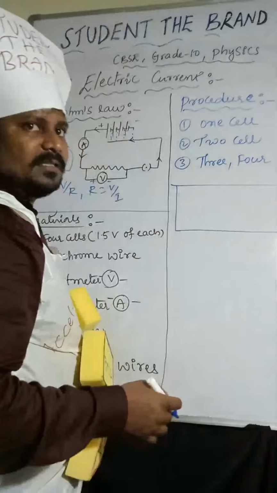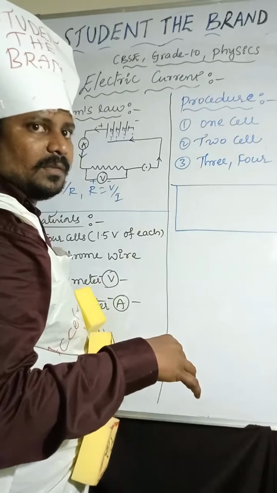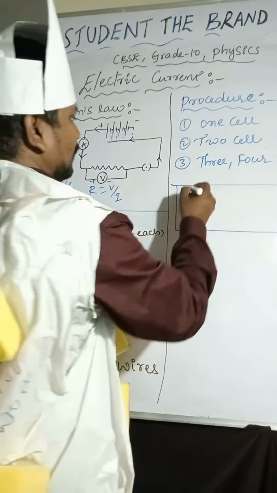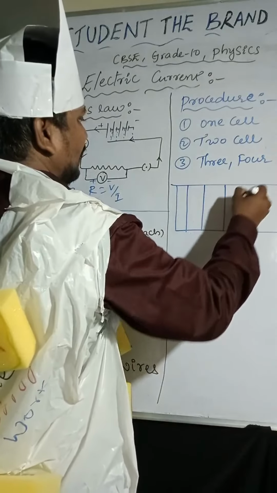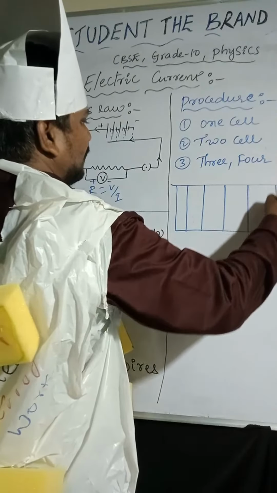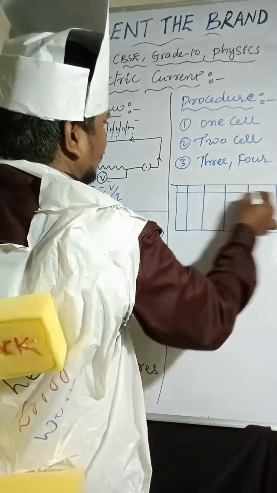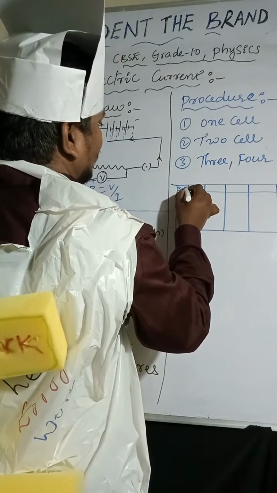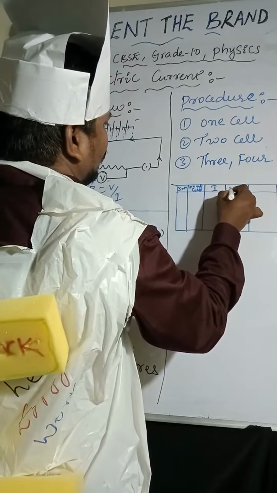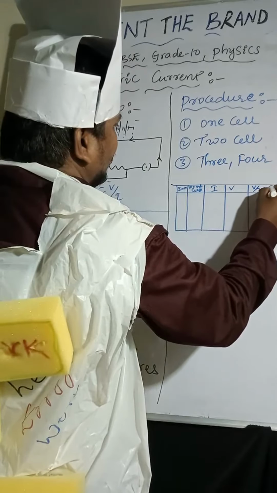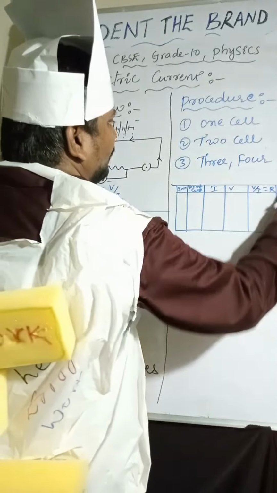So I am drawing the tabular form, and you can mention the values in it. The columns are: serial number, number of cells, ammeter reading, voltmeter reading, and V by I. V by I is nothing but the R value. I hope it is very clear to you all.